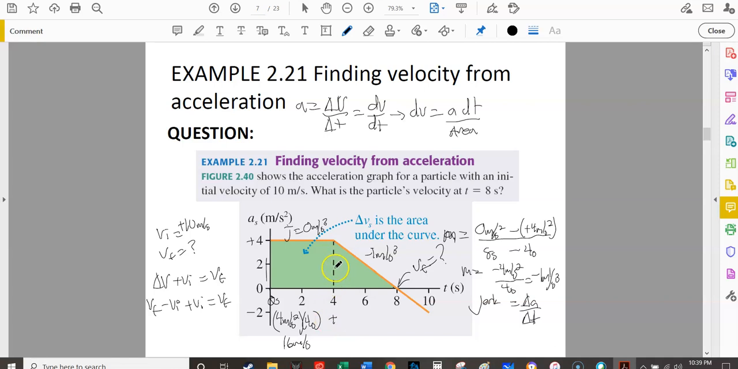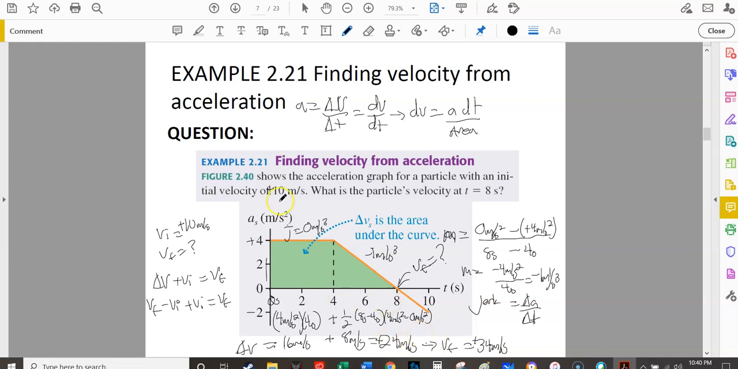And this here is a triangle, which is going to be 1/2 the base, which is 8 seconds minus 4 seconds, times the height, which is 4 meters per second squared minus 0 meters per second squared. So this is going to be 4 times 4, 16, divided by 2, which is 8 meters per second. So the total area, or the total delta V, should be 16 plus 8, which is 24 meters per second. So if we started out with an initial velocity of 10 meters per second, and we add to that a positive 24 meters per second, then the final velocity should be positive 34 meters per second. That should be the final velocity.